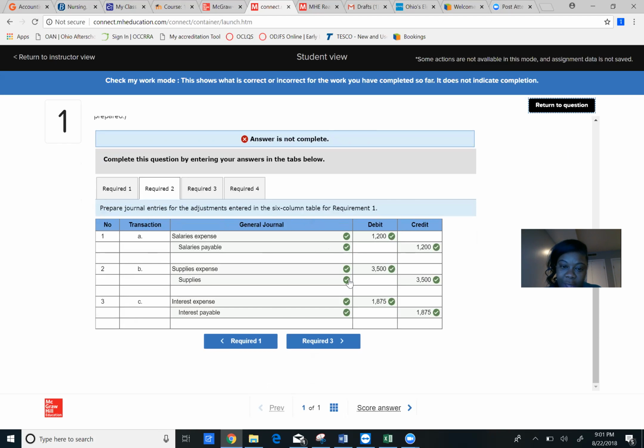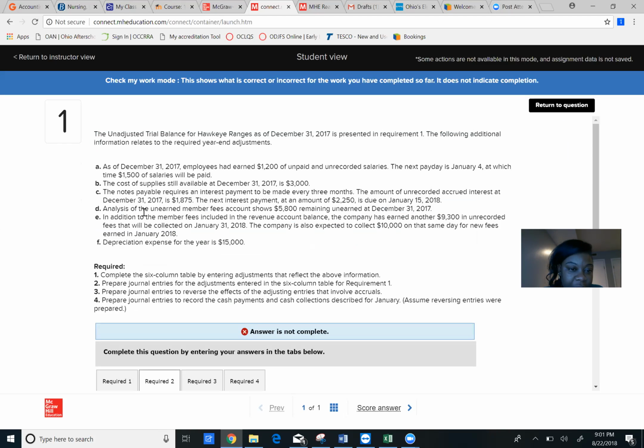All right, so we got that one right. So we can just go on to the next one. The next one says analysis of the unearned member fees account shows that 5,800 remaining unearned at December 31st, 2017. Okay. So if I want to show that the amount of unearned member fees is $5,800, I need to know what type of adjustment to make.